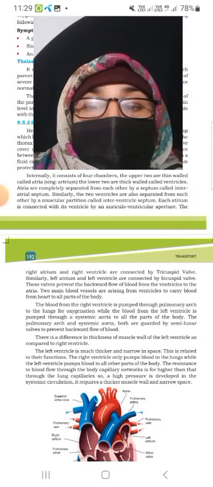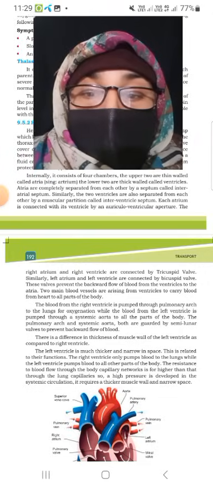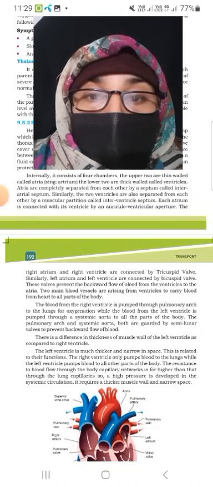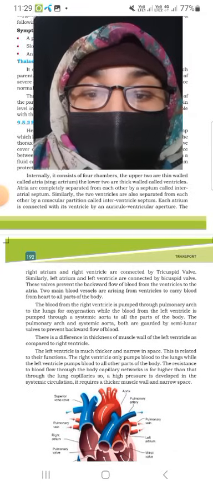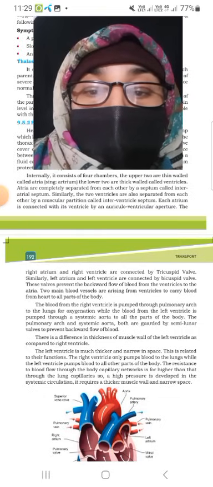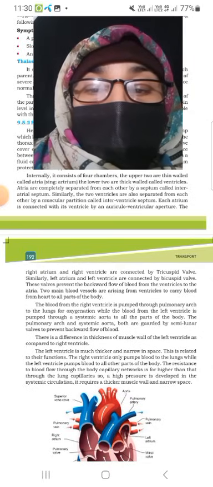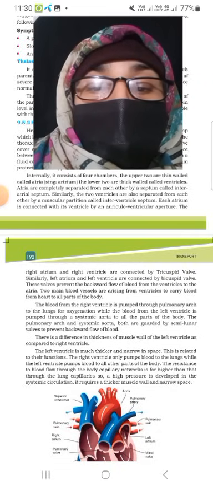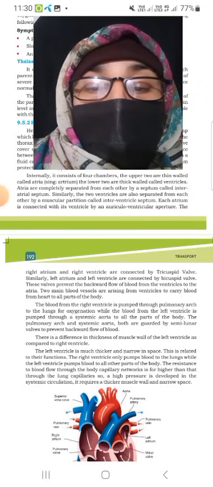The heart consists of four chambers, the upper two and the lower two. The upper two are separated by a wall called the interatrial septum, and the two ventricles are separated by the interventricular septum, which is muscular. Each side contains an atrium and a ventricle.